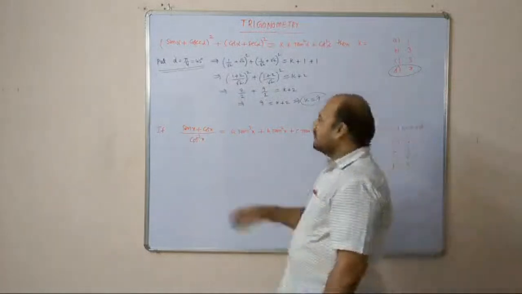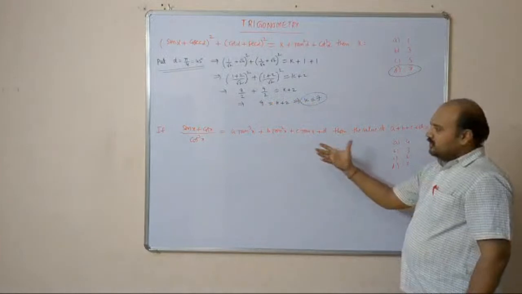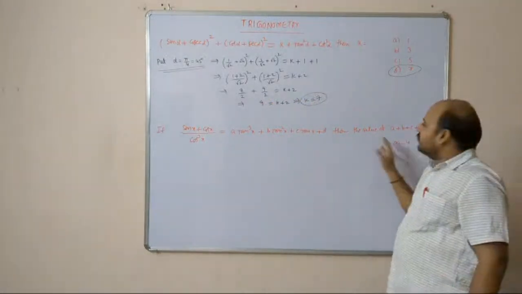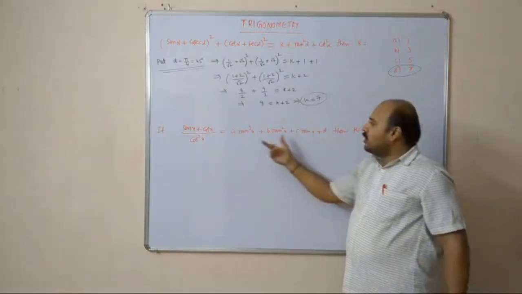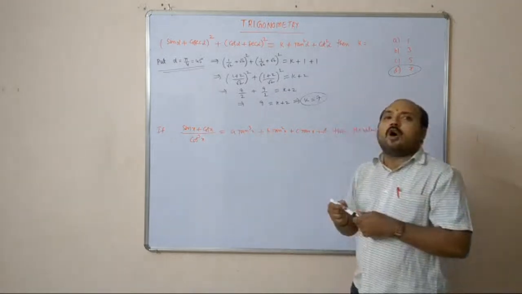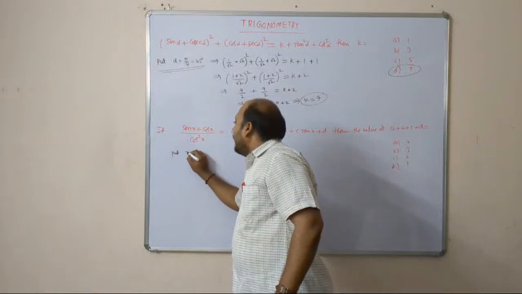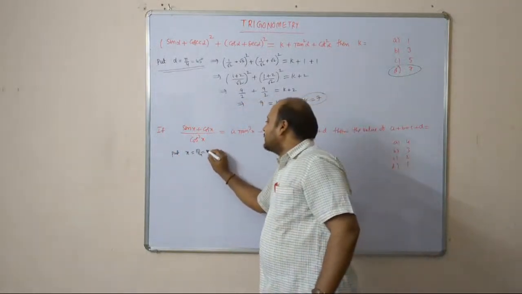Now here also, the same application. They are asking to find, some expression is given. They are asking to find a plus b plus c plus d. So here, I want to get only the a, b, c, d values, so I want to remove the tan term from here. So how to remove the tan term? By putting x is equal to pi by 4, even here also. Pi by 4 means 45 degrees.